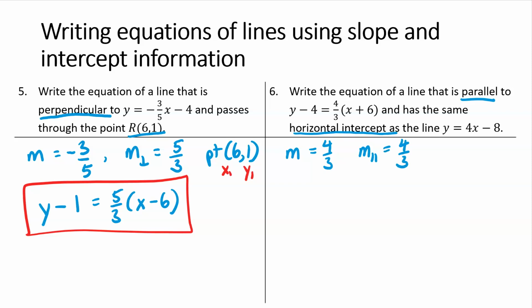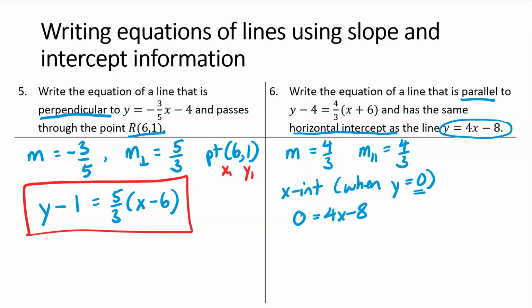Now, it gives us the point of a line. It says we have the same horizontal intercept as this. Horizontal intercept, that's the x-intercept. Well, the x-intercept, we know that happens when the y value is 0, right? That's when you get the x-intercept. So what we'll do is we'll take that line, y equals 4x minus 8, but we'll set the y value to 0. So 0 equals 4x minus 8, and then we solve for x.